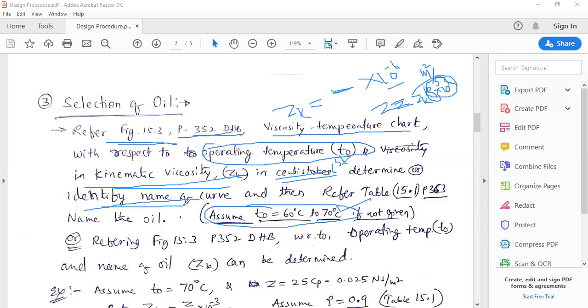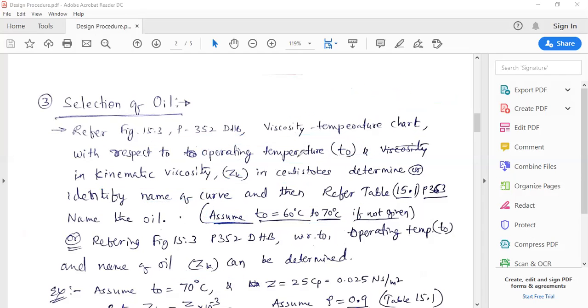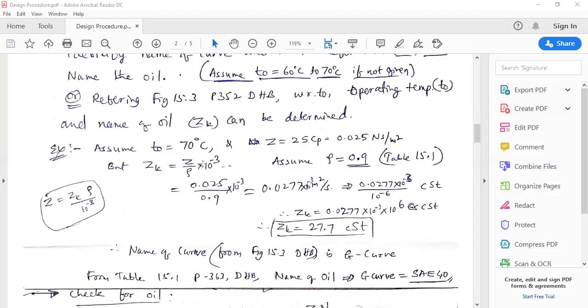Either you have to suggest the name, or you have to suggest the value of absolute viscosity. Suppose one example written here: the value of T naught is assumed as 70 degrees centigrade and Z is assumed as 25 cP, that is centipoise, as the recommended value from the first step. The equivalent value in Newton second per meter square is obtained by multiplying by 10 raised to minus 3, to convert centipoise into Newton second per meter square. Conversely, to convert back, you multiply by 1000.